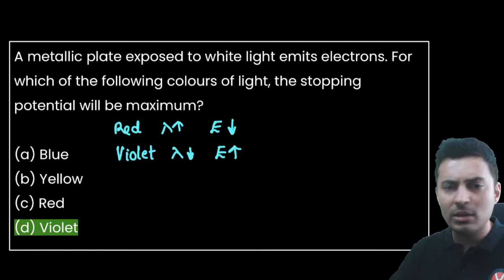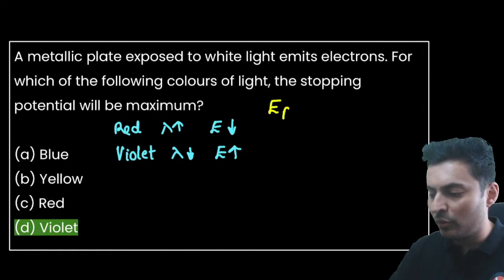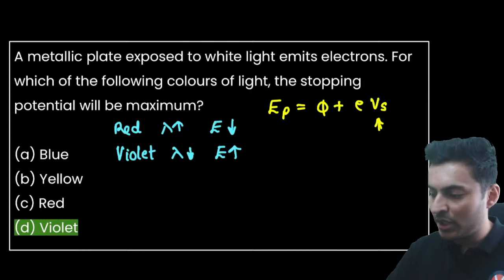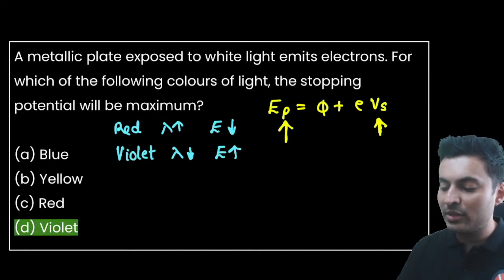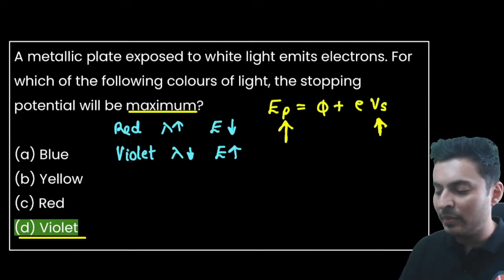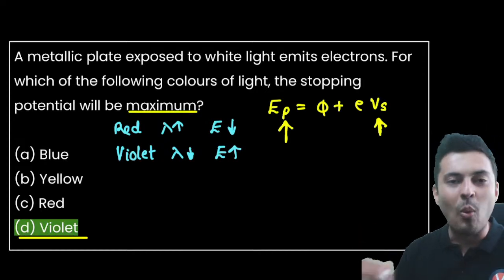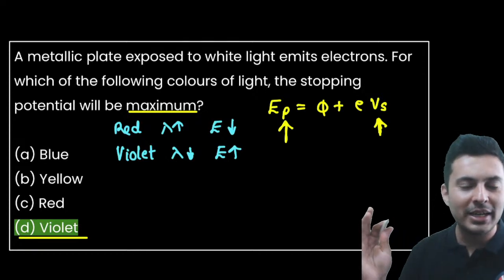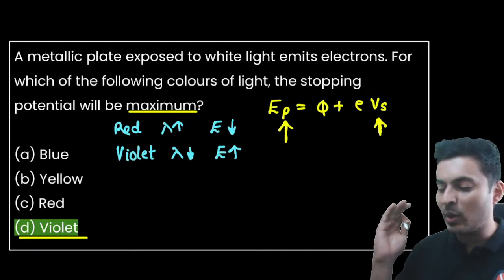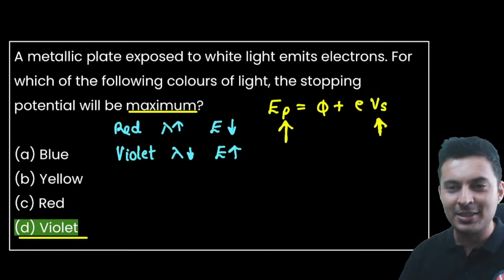And we know the photoelectric equation. How does it look like? The energy of the photon is the work function plus eV_s. So if the stopping potential is more, obviously the energy of the photon should be also higher. So which of the following colors will have maximum stopping potential? The one with maximum energy, that is the violet color. White color is made of violet, indigo, blue, green, yellow, orange, red, everything is there. But violet has the maximum energy.